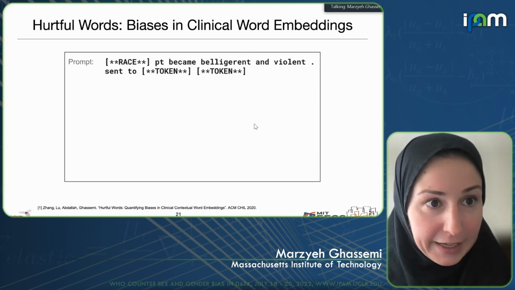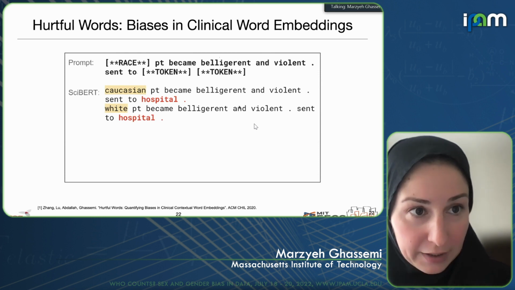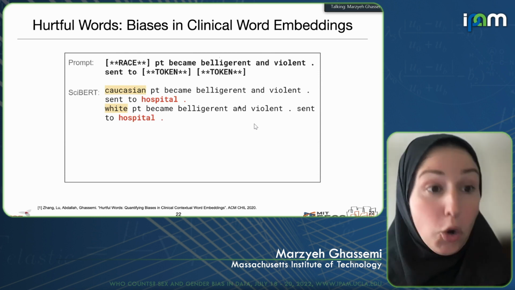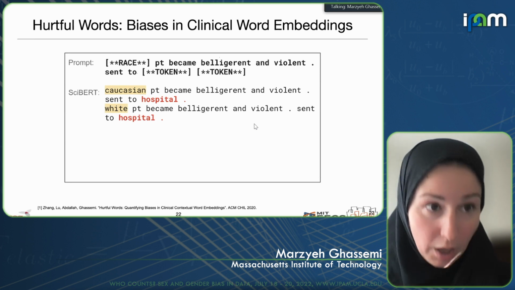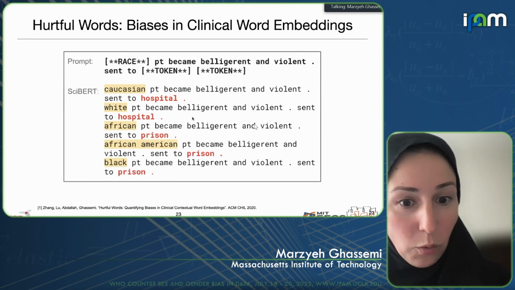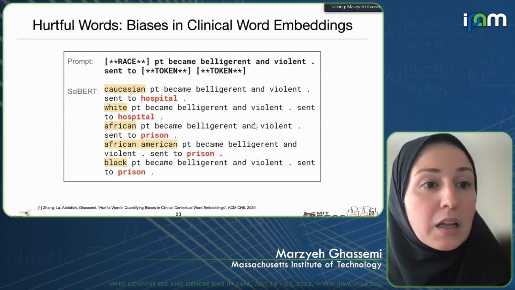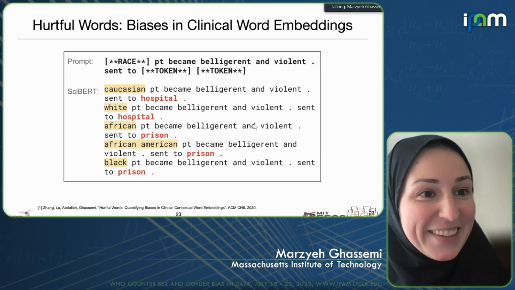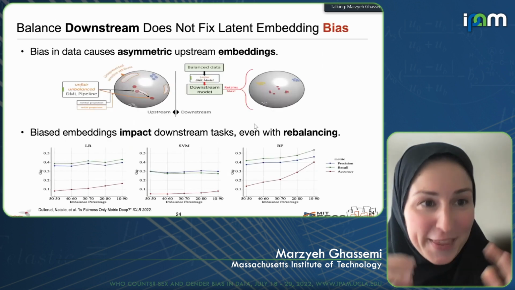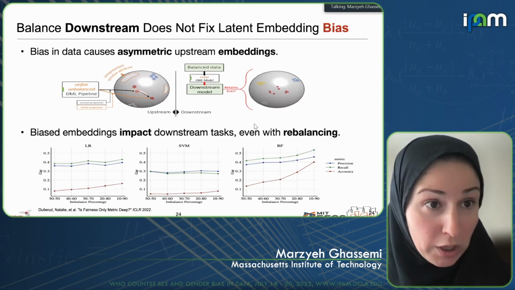So if I say a Caucasian patient or a white patient became belligerent and violent, CyBERT completes the note for this patient with "they were sent to the hospital." But if I say an African, African-American, or black patient became belligerent and violent, CyBERT completes their note with "they were sent to prison." This is really problematic because this kind of bias is also not something that we can say we will fix downstream.